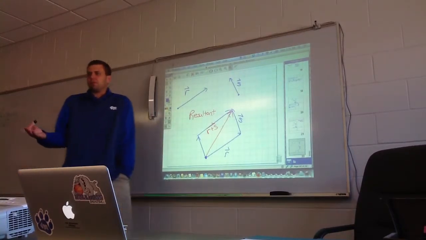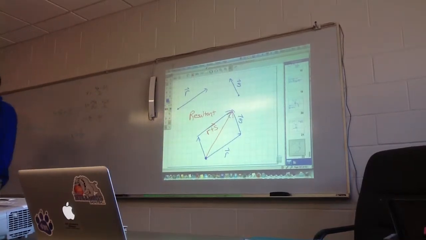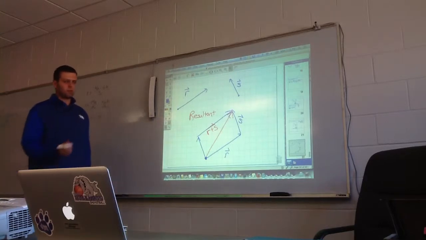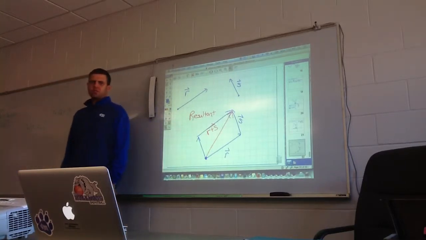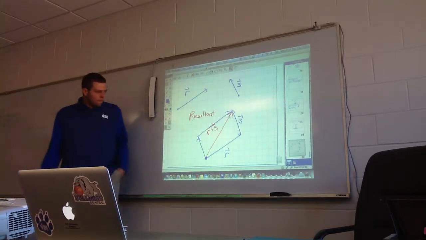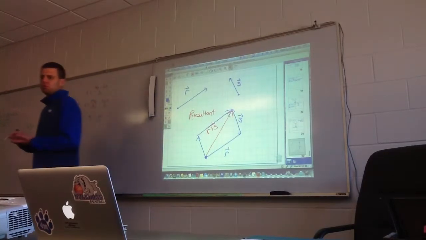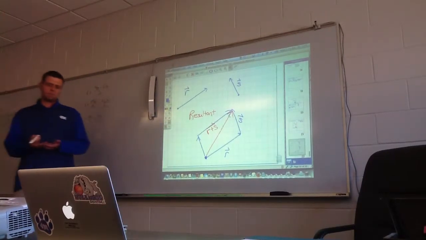It's just like with numbers. If you go 3 plus 2 or 2 plus 3, you're going to get the same answer. Vectors are the same way geometrically. It doesn't matter which one you draw first. Sometimes it can be easier to draw one first versus the other one. But this would be your resultant. That would be the sum of those two vectors acting on the same object at the same time.